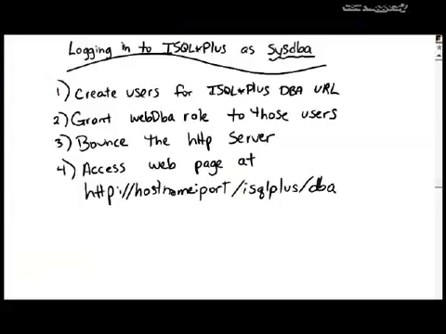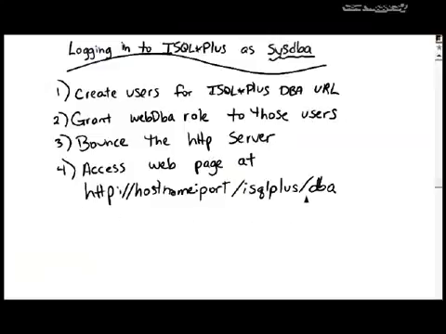Now, to access iSQL Plus as the sysdba or as sysoper, you need to do the following steps. First of all, you're going to create users for the iSQL Plus DBA URL. And once you create that user and you grant them the appropriate role, in this case web DBA role, then when the user tries to access the web page, a little box will pop open prompting for their username and password. But for the server to see the changes that you've made, you actually have to bounce the server, and then of course you can access the web page.